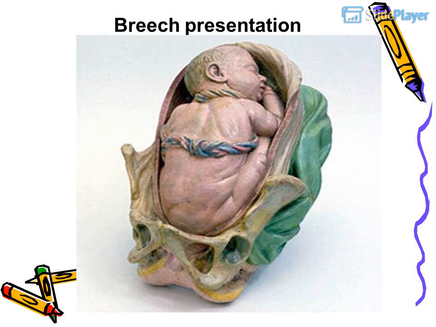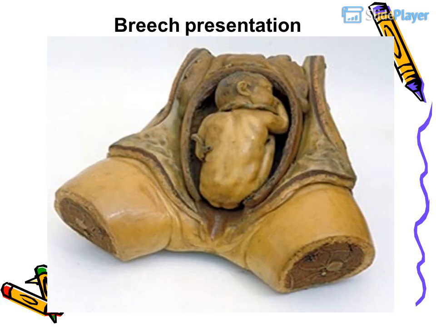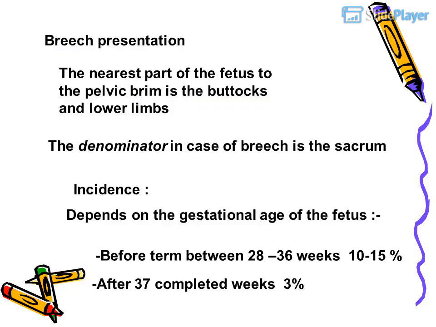Breech presentation. The nearest part of the fetus to the pelvic brim is the buttocks and lower limbs.